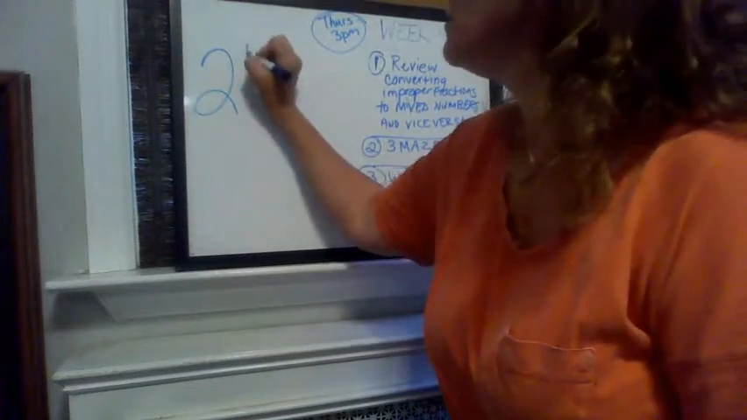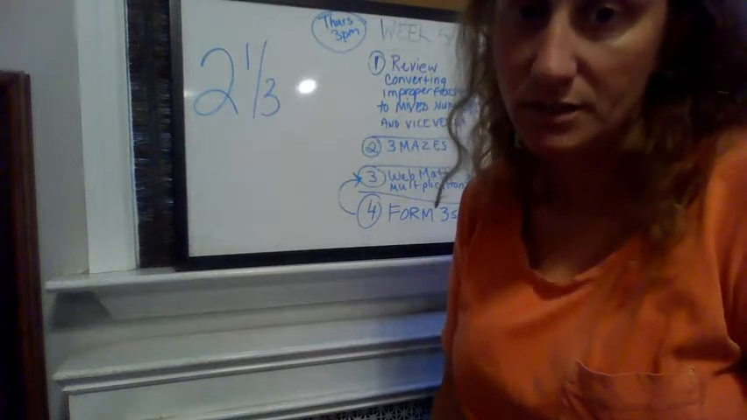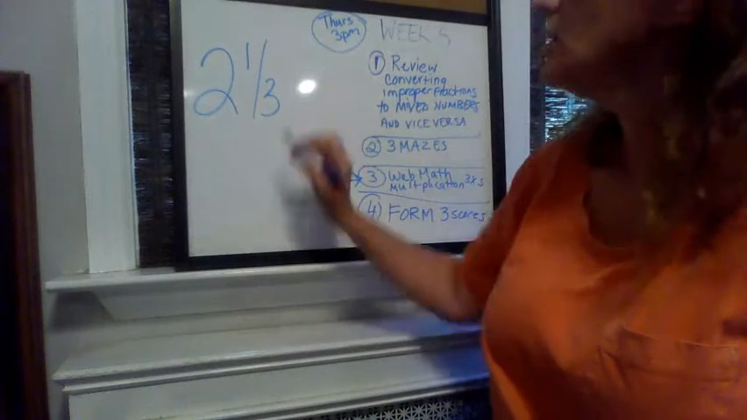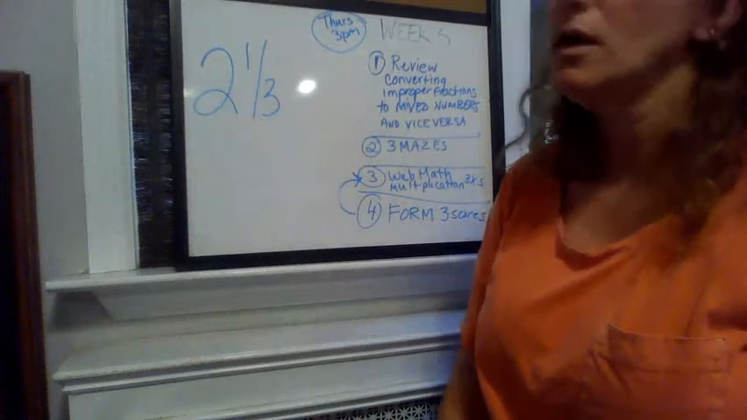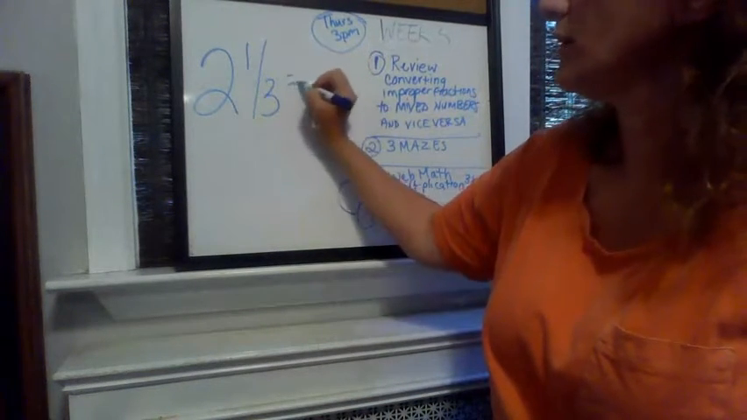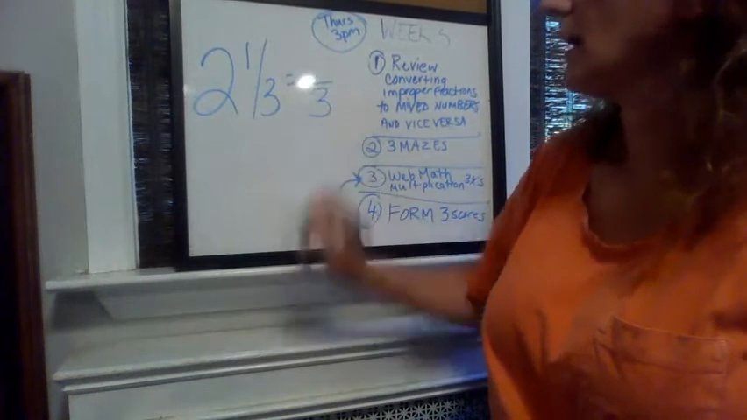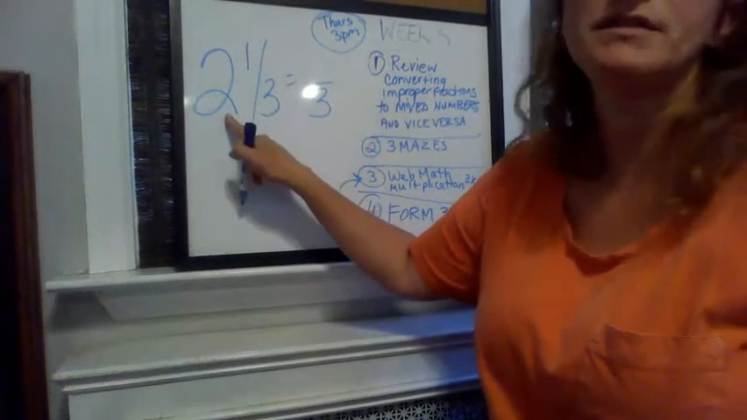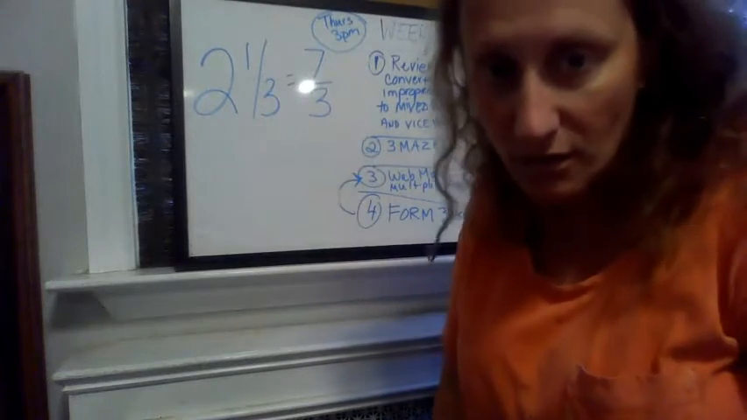You see that? Yep. 2 1/3. We're going to convert that into an improper fraction. Improper fraction means that the numerator is bigger than the denominator. So what we do is we take the denominator and we multiply it by the whole number. And then we take that answer and add it to the numerator. And that becomes our numerator. And then our denominator will always be the same. Okay. So 3 times 2 is 6. Plus 1 is 7. So the answer is 7/3.